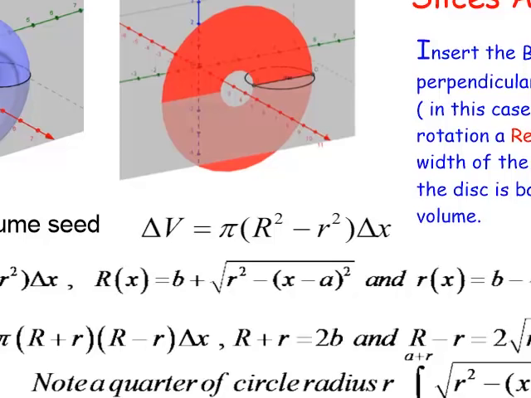We can see here that the volume was 2b pi squared r squared. It wasn't too bad. We used the quarter of a circle idea fairly easily.